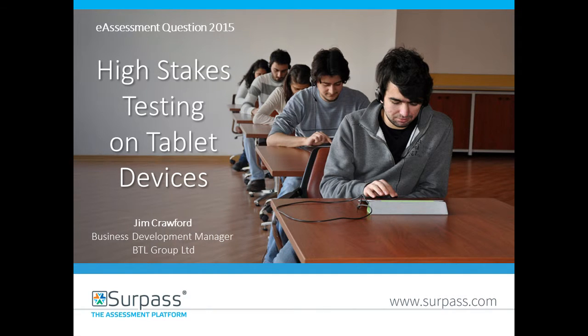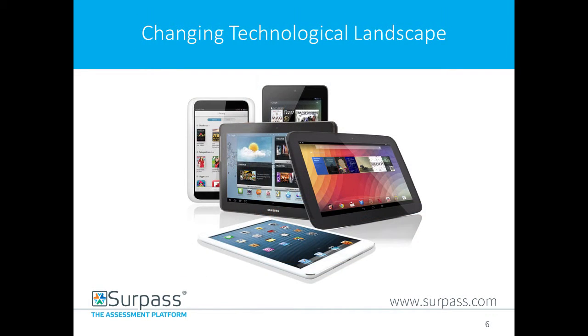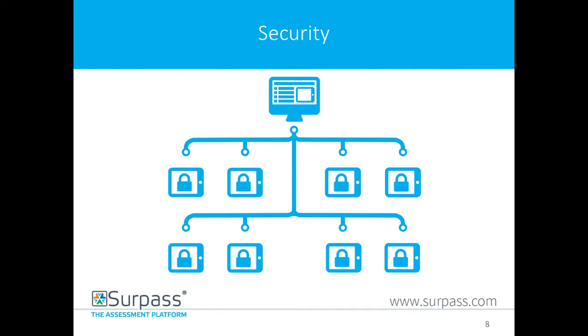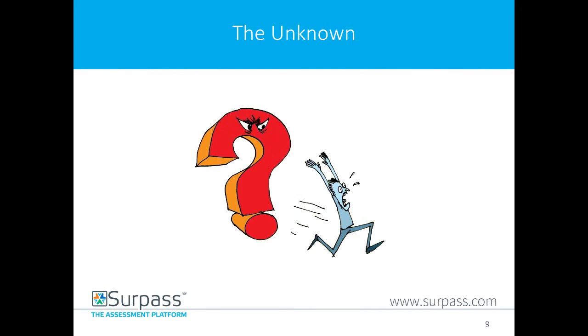So broadly speaking, I covered four main areas, or four main problems which we came up against when we introduced our tablet delivery application for Surpass. And those areas are changing technological landscapes, unsuitable user interaction, security, and perhaps the biggest one, the unknown. So let's start with changing technological landscape.